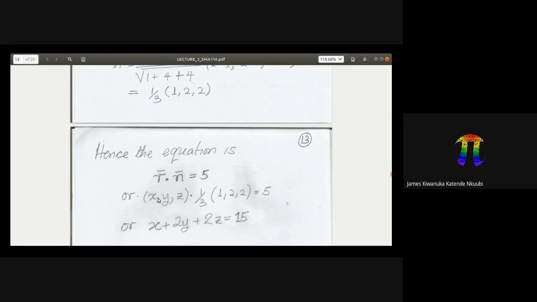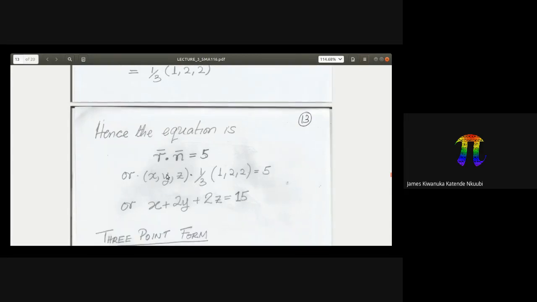Now multiply both sides by 3 to get 15 on this end, which gets rid of the third on that side. Then just take the dot product of these two vectors. (x, y, z) dot (1, 2, 2) is x plus 2y plus 2z. So this gives you the equation of the plane by using this normal form.